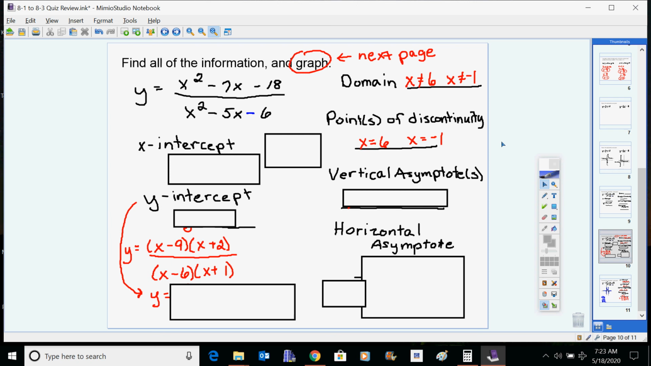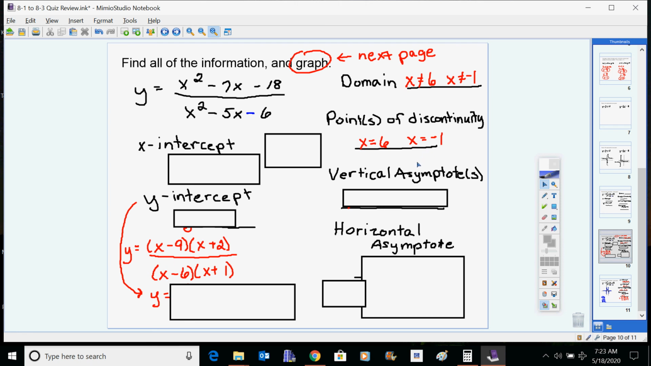Okay, so make sure that you can identify whether it's not equal to or equal to. The domain is the one that takes away things, and the points of discontinuity are those places where it happens, so they mean two different things.